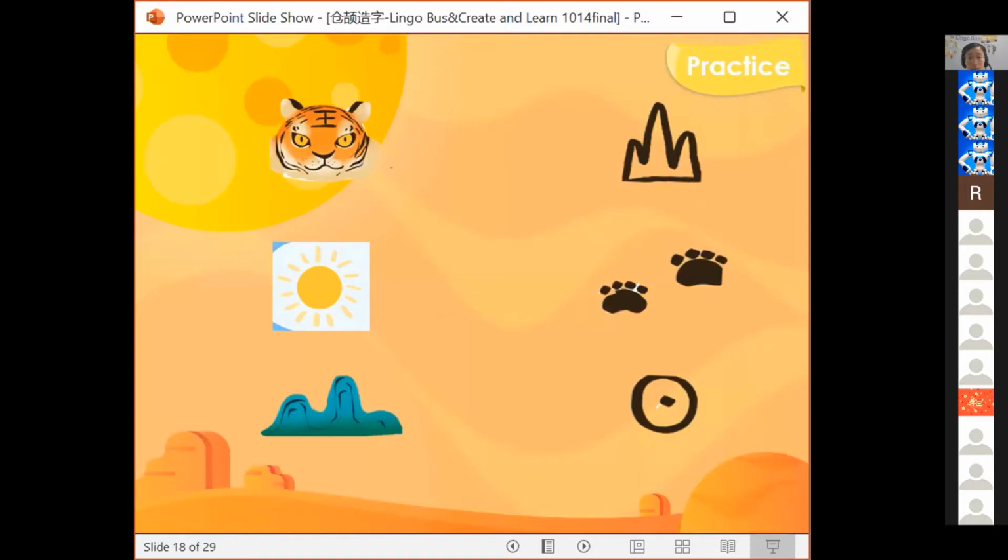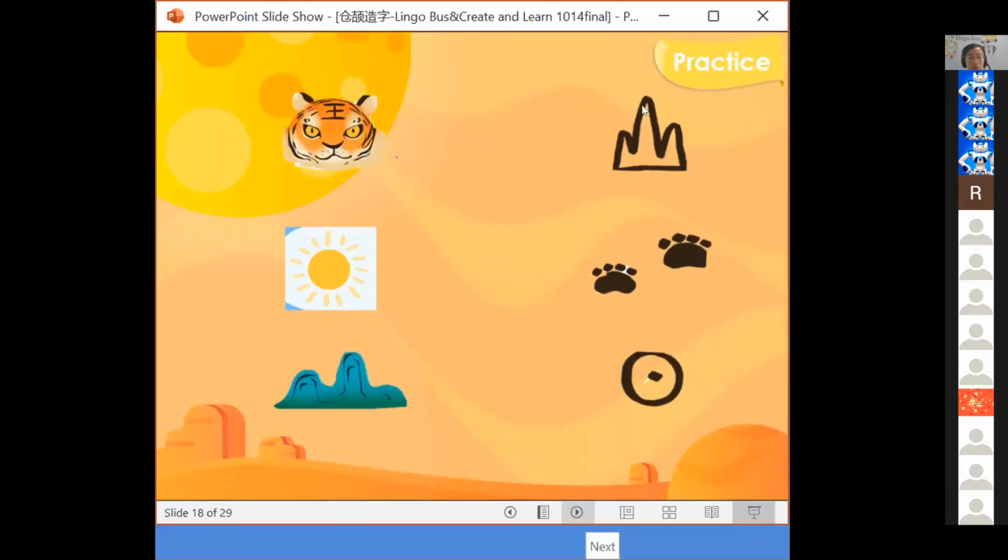Great, number 2, the tiger's footprint. Yes. And the sun. Yes, like a circle with 1 dot in the middle. Great job, guys. And the last one, mountains. Yeah, the right answer is number 1. Looks like mountains. I found some of you know how to say them in Chinese. So the sun in Chinese is 日, and the Chinese for mountains is 山. Amia knew the answer. Great.